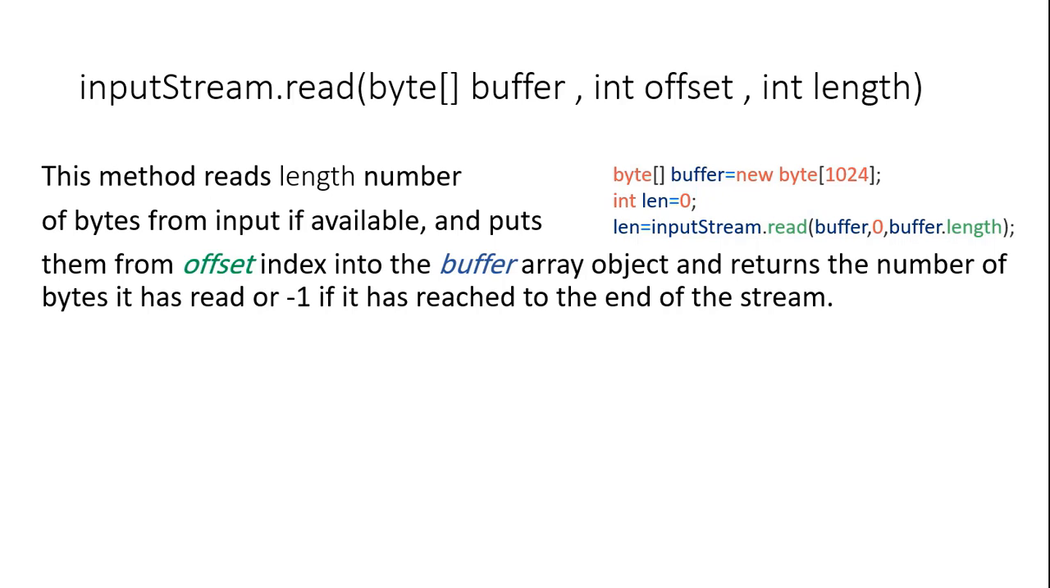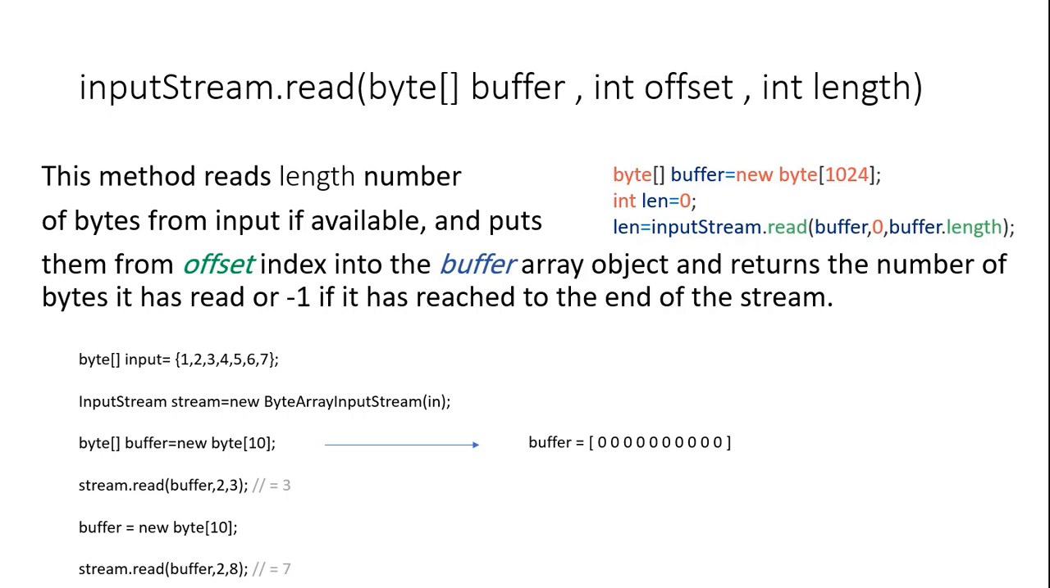The last read method reads length number of bytes from the available input and puts them from the offset index into the buffer array. Then it returns the number of bytes it has read or -1 if it has reached the end of the stream. If the input had fewer than the length number of bytes, the read method returns just the number of bytes it had read.